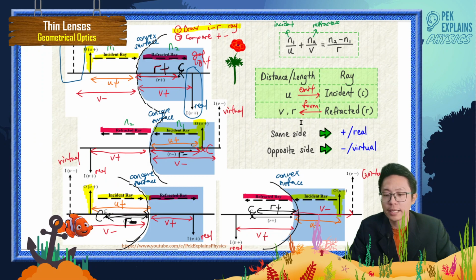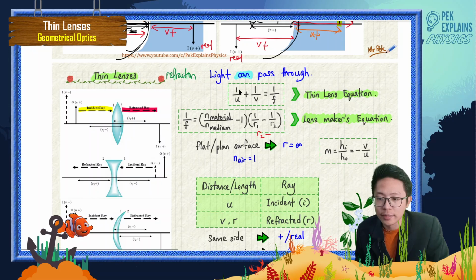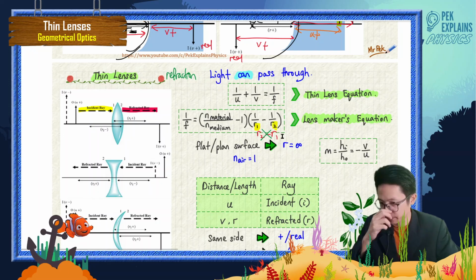For a mirror, the focal length is just radius divided by 2. But for the thin lens, to find the focal length, you need to use the lens maker equation, which is 1 over f equals (n material divided by n medium minus 1) times (1 over R1 minus 1 over R2). Be careful, this is not R2 minus R1. It is R1 minus R2: the first surface radius minus the second surface radius. I will show it one by one.